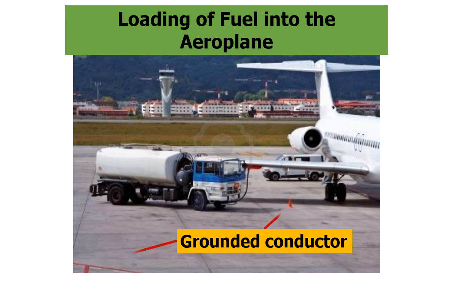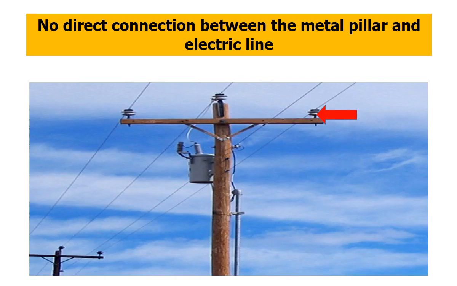So here a grounded conductor is used, and this is why the wheels of the aeroplane are made of conductor rubber, so that the charge stored in the aeroplane can be released safely to the ground when it lands.